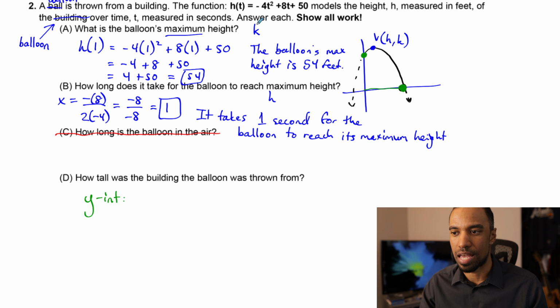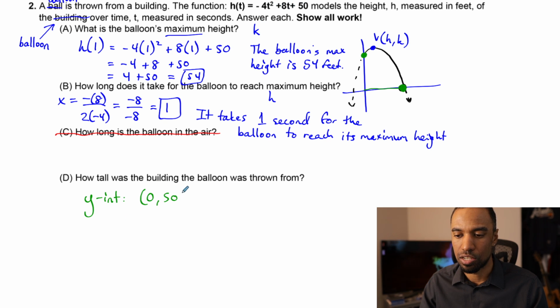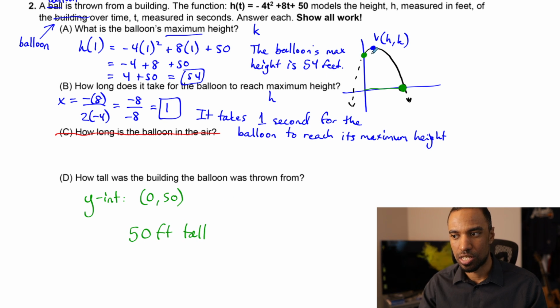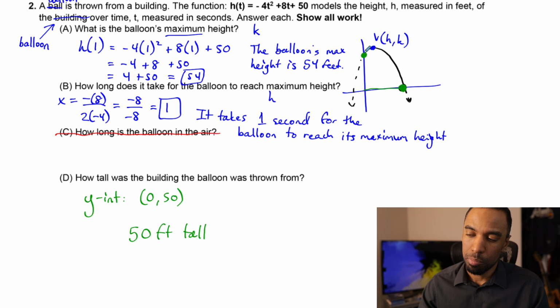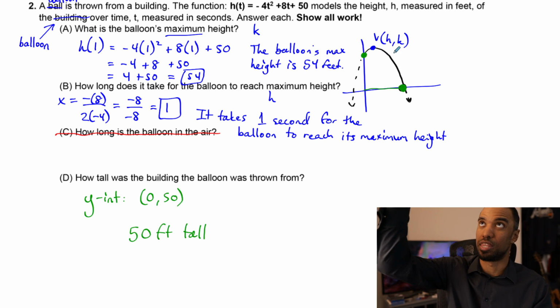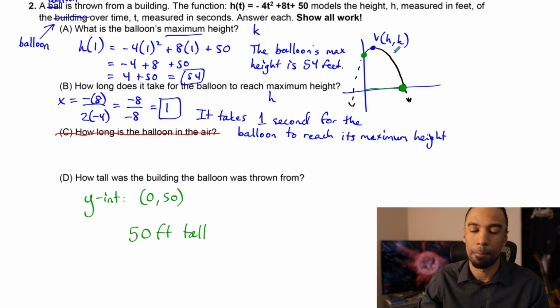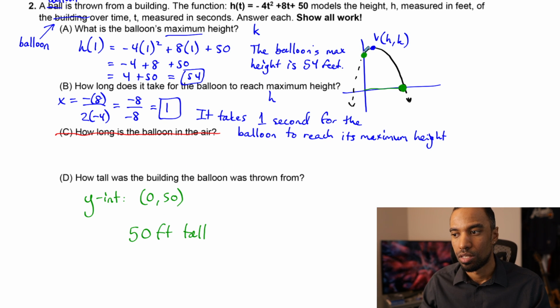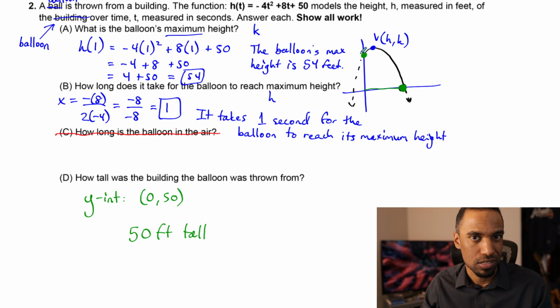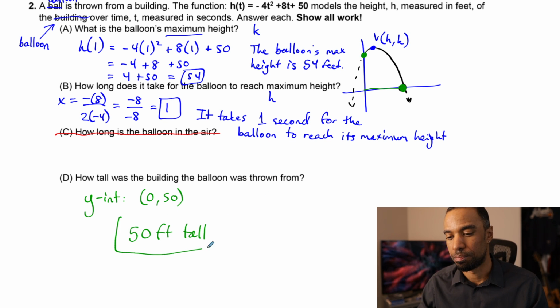So the y-intercept is at (0, 50), right? At time 0, the height is 50. So that means, how tall is the building? It was 50 feet tall. That's just a concept of throwing it. And remember, the balloon's not necessarily going outward. This is time going forward. You might have thrown it straight up in the air and the wind kind of just pushed it and then it went straight down. The point is, this is height at time 0 when you threw it, and you're on the building when you threw it. So 50 feet tall.